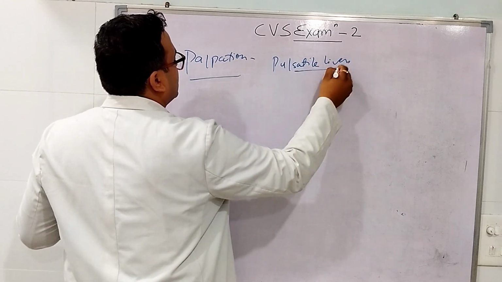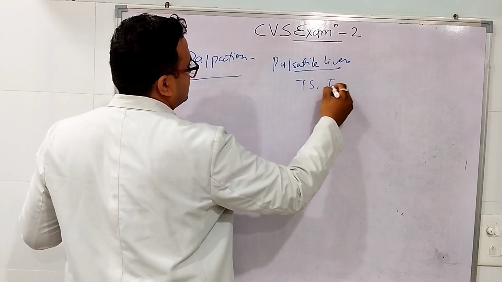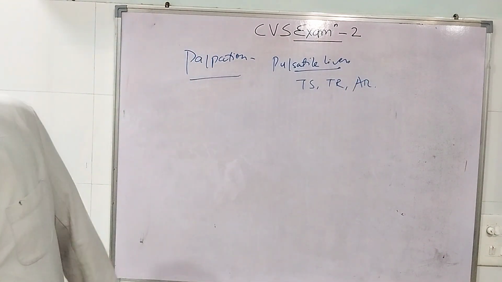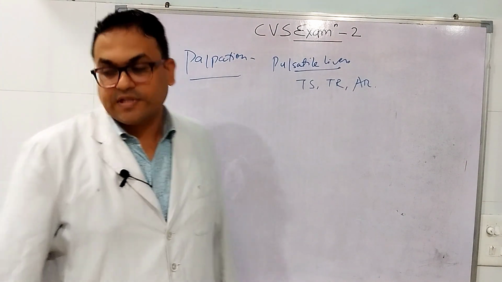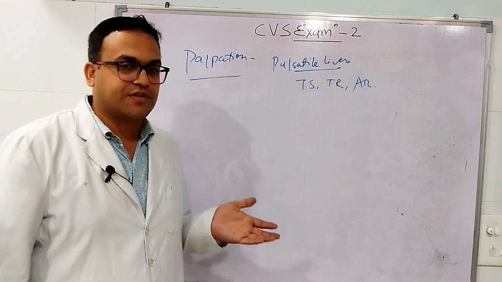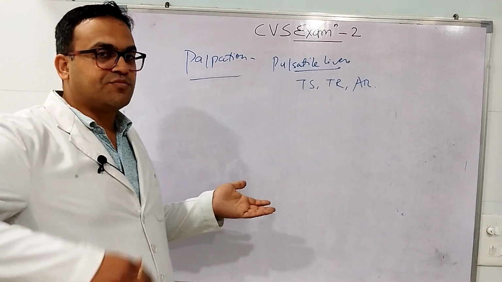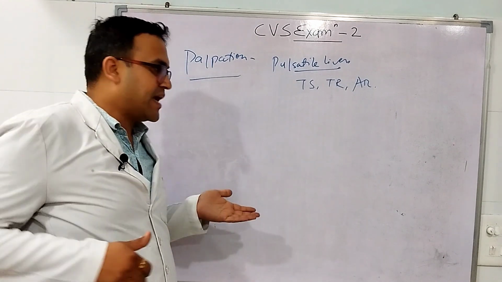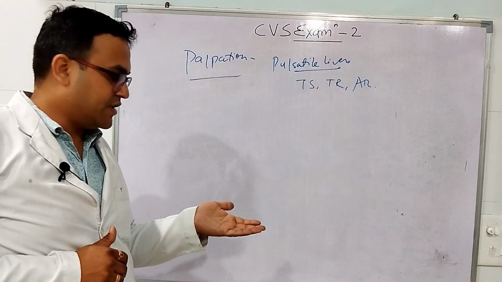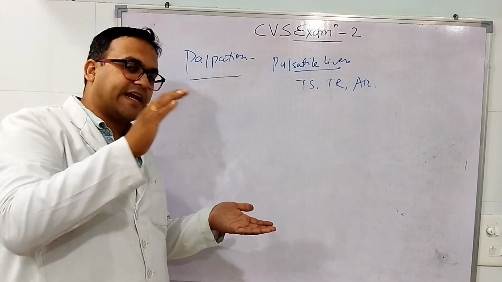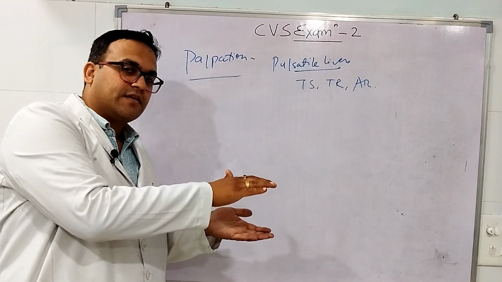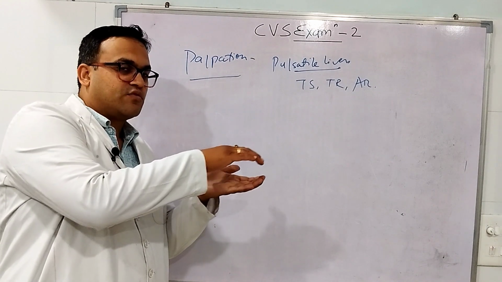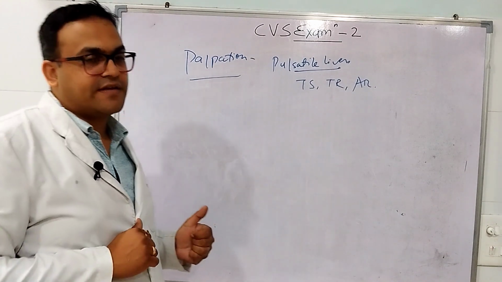Pulsatile liver can be seen in patients with tricuspid stenosis, tricuspid regurgitation and some aortic regurgitation. So how do you feel for a pulsatile liver? It is a bimanual palpation. The patient has to be lying down and you should be on the right side of the patient. Your left hand is behind the chest, on the loin, and your right hand should be on the right upper quadrant of the patient, and then you do bimanual palpation to feel for the pulsatile liver.